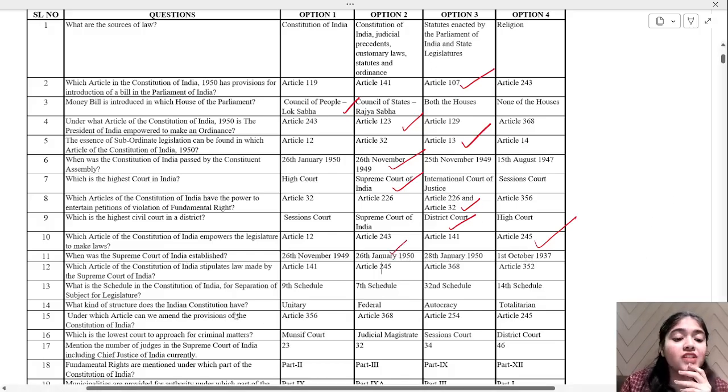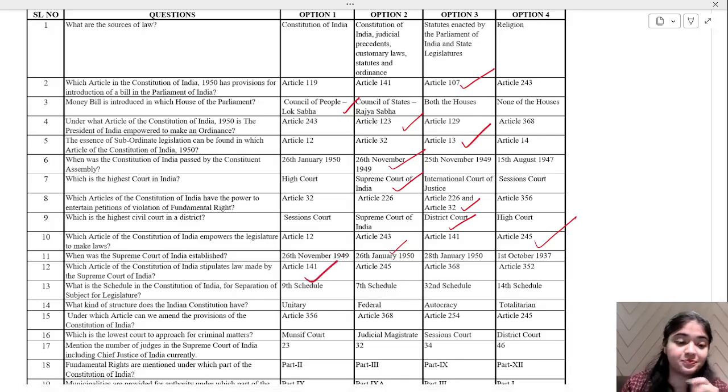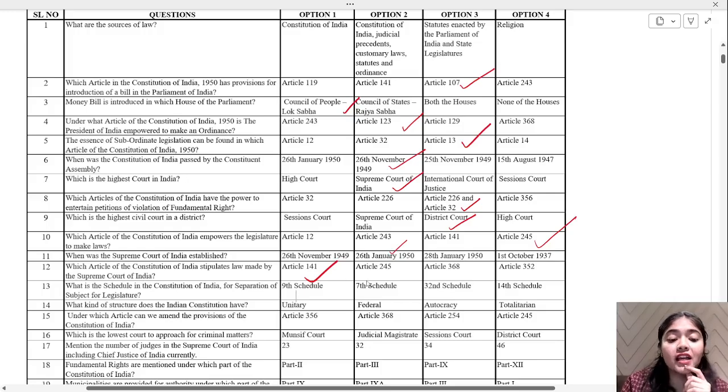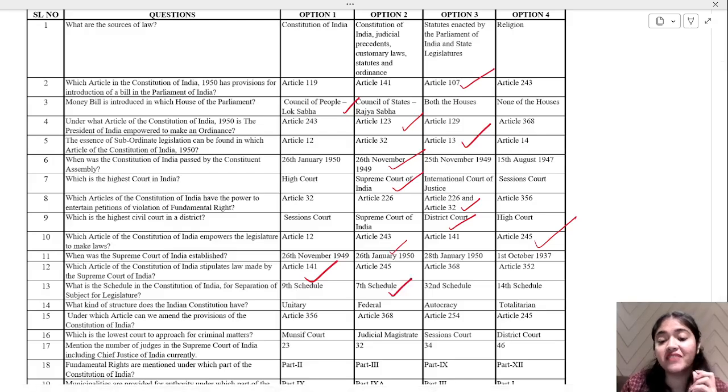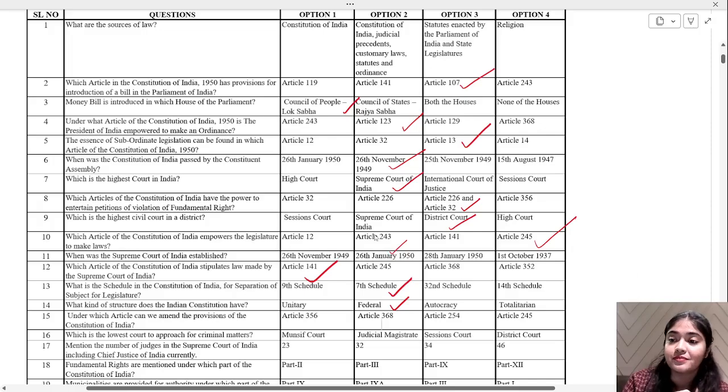Which article of the Constitution of India stipulates law made by the Supreme Court of India? Article number 141. Which schedule in the Constitution of India covers the separation of subjects for the legislature? The separation of subjects for the legislature is in the 7th schedule. What kind of structure does the Indian Constitution have? We have a federal structure.